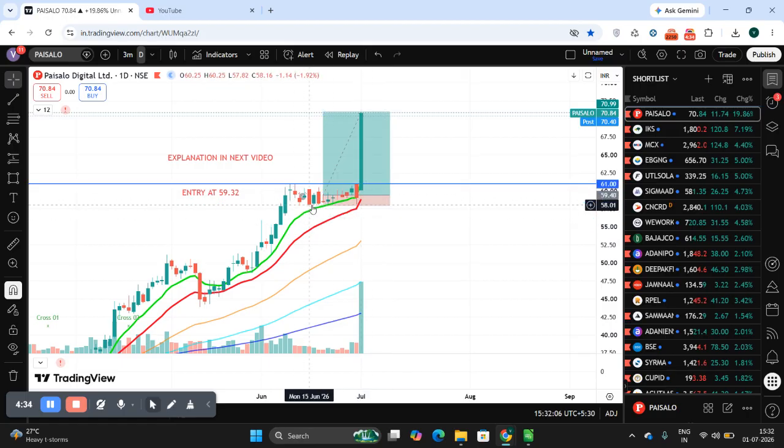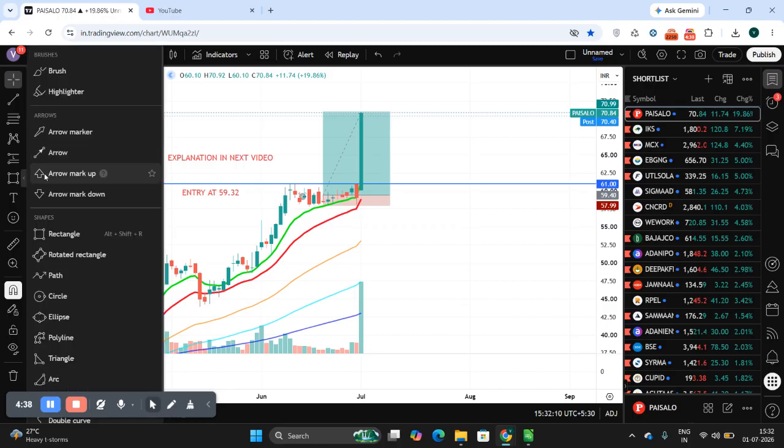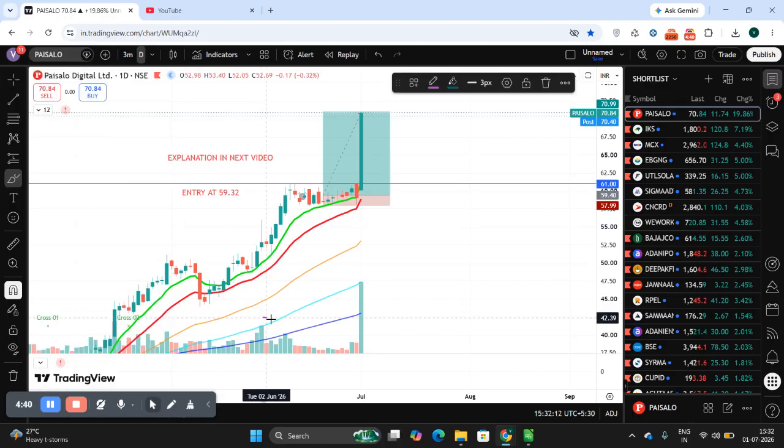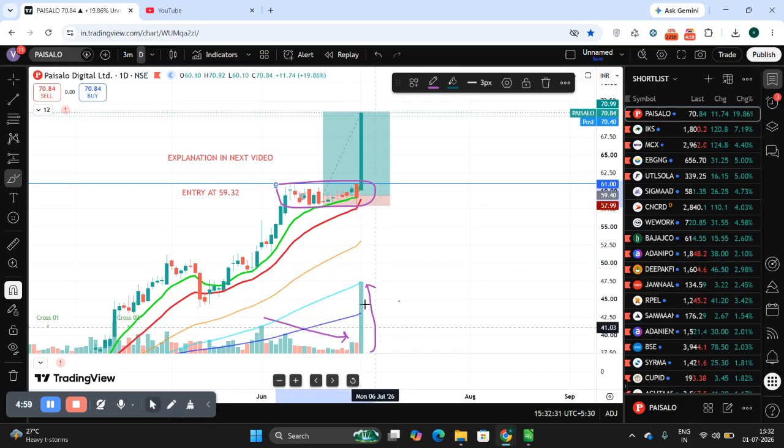You can see there is tight consolidation with low volumes. If there is low volume during consolidation, it shows accumulation, and when high volume comes in, the stock will tend to move up.